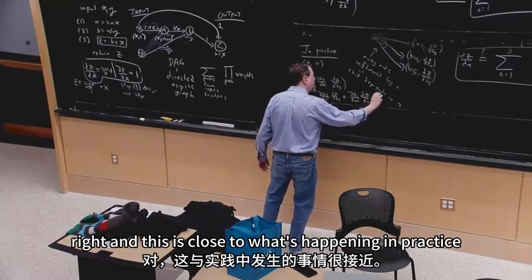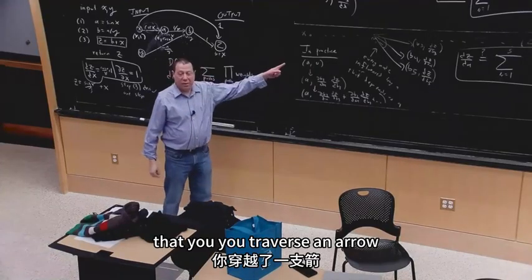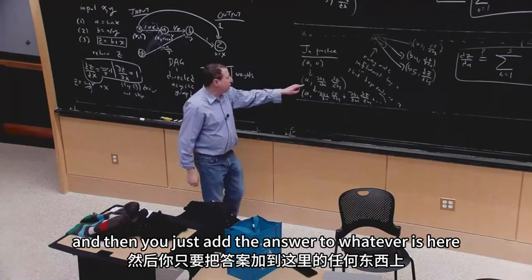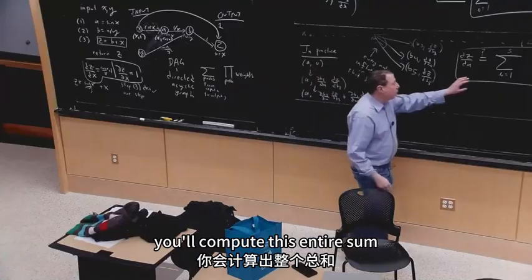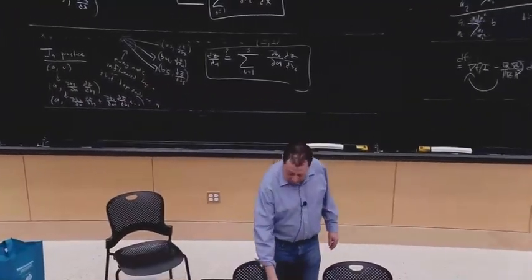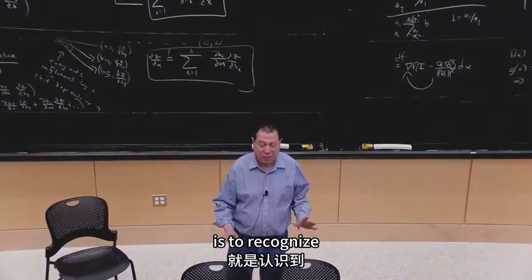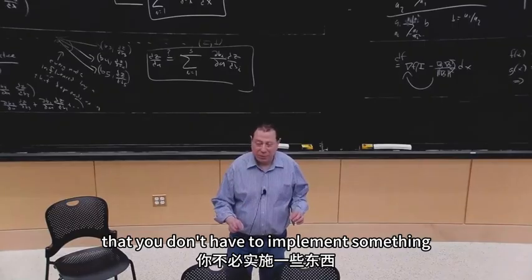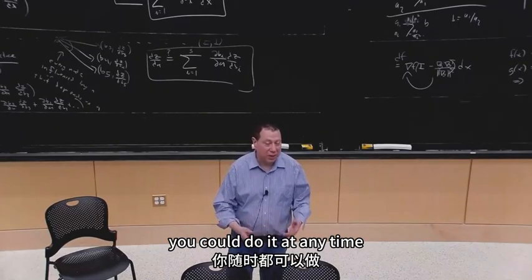And this is close to what's happening in practice, that you traverse an arrow, and then you just add the answer to whatever is here. Okay? Once you're finally done, you'll compute this entire sum, but you don't have to do it at once, right? And so I think the secret to every good algorithm I've ever seen is to recognize that you don't have to implement something the way the formula looks, right? You see a sum, you could do it in any order. You could do it at any time.